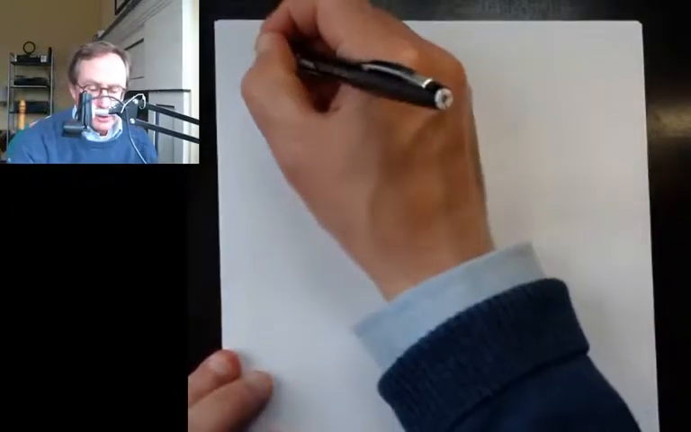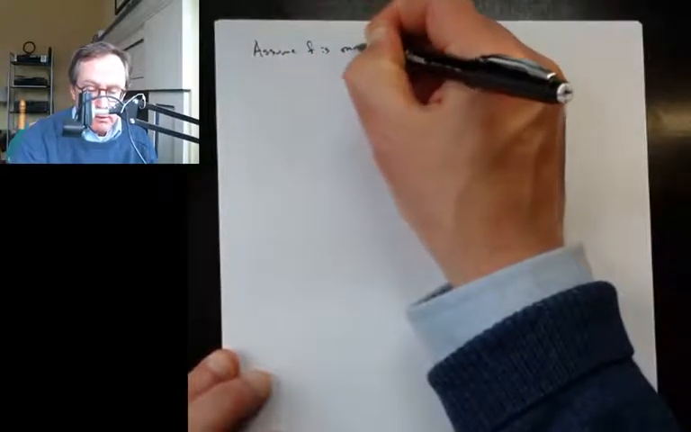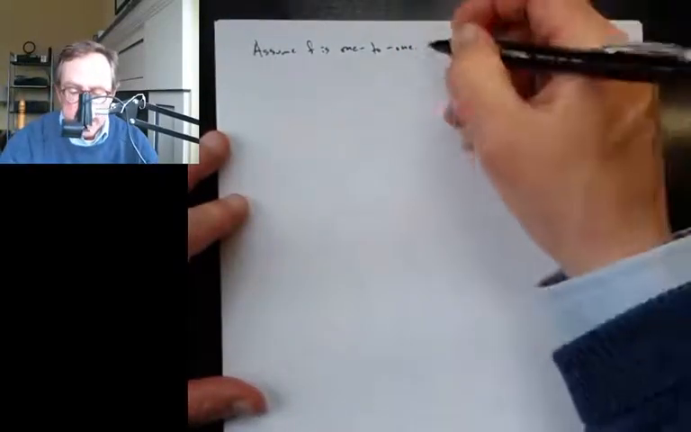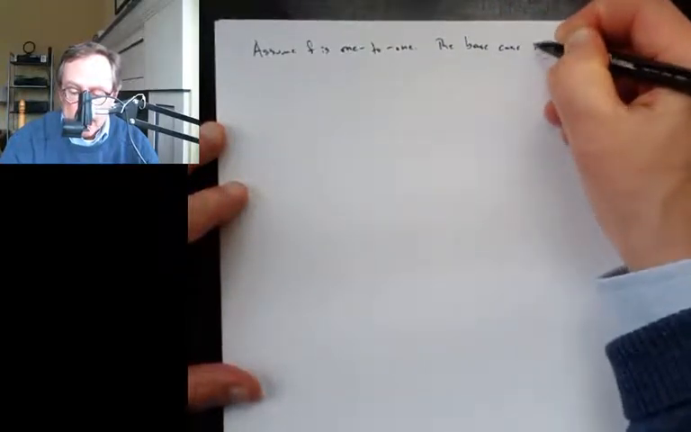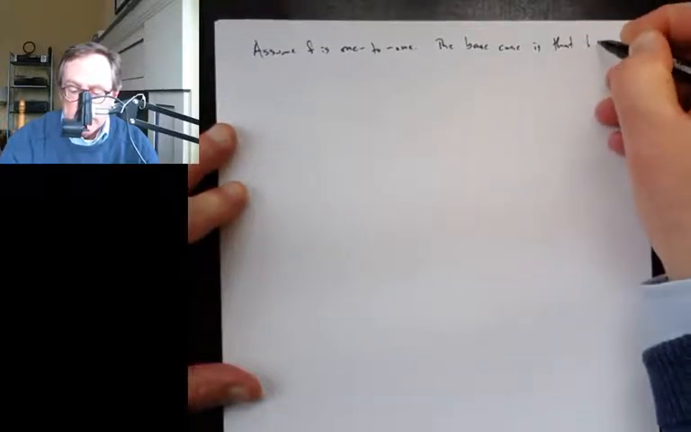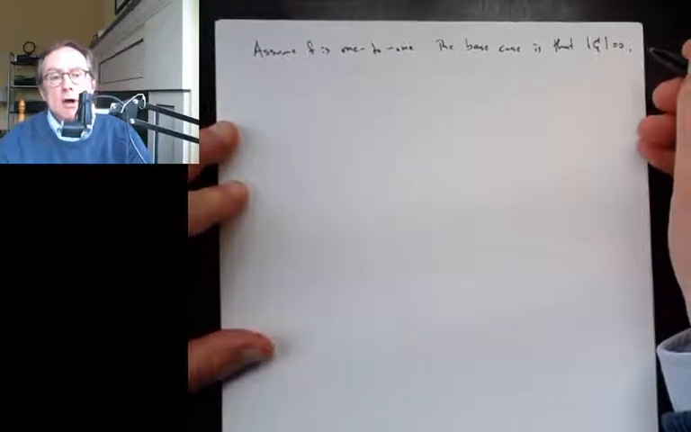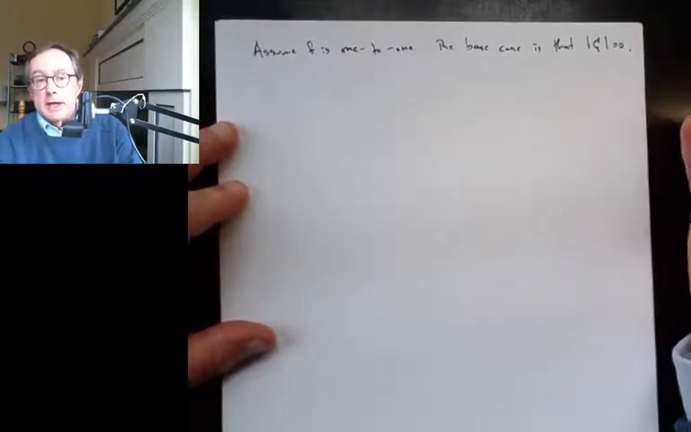So I'm going to assume f is 1 to 1, and I'm going to do induction on the number of elements in C. So the base case is that the number of elements in C is 0. Since the number of elements in C is 0, and the function associates inputs with outputs, there are no outputs, there can't be any inputs either.